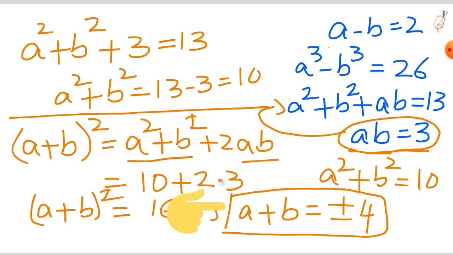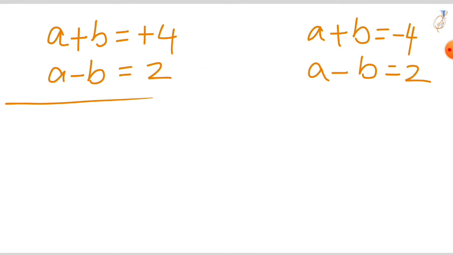Now using a plus b equal to plus or minus 4 and a minus b equal to 2, we are going to finish our second task, that is to find the a and b values. By using the elimination method, I am going to find the a and b values.